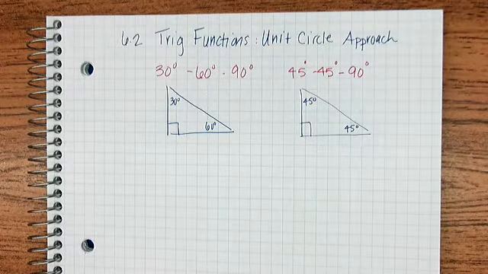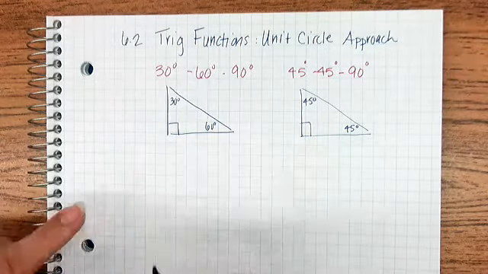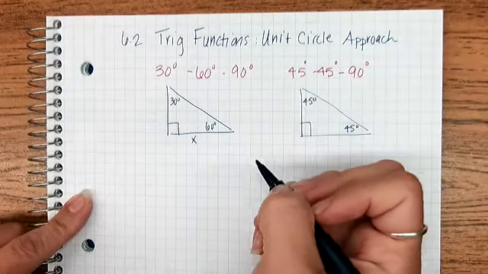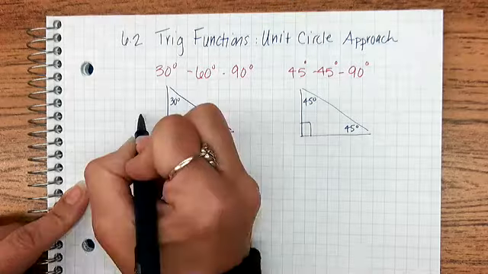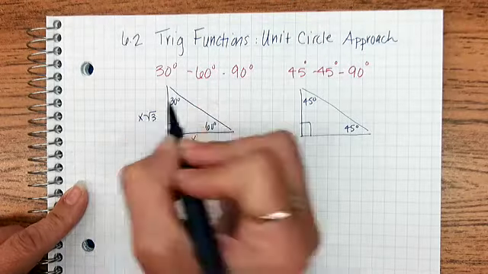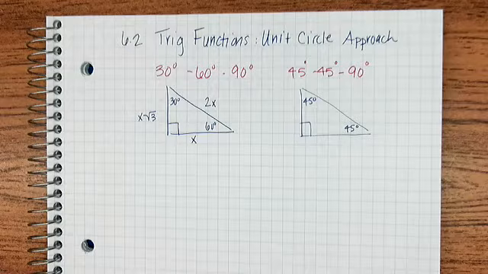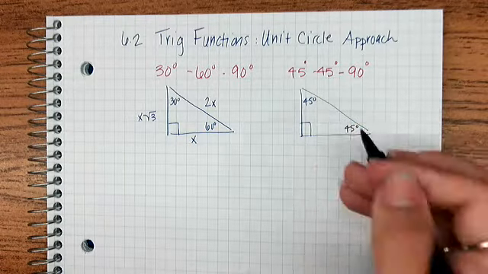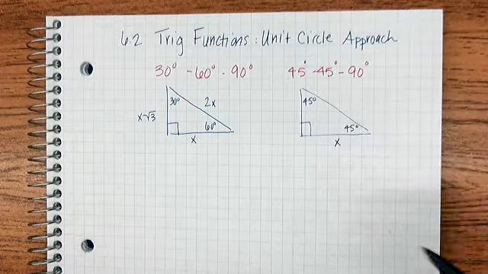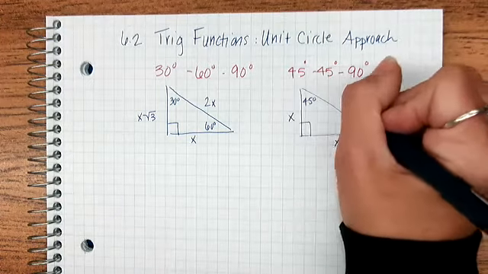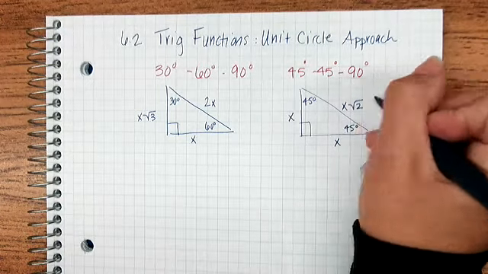Don't forget your degree symbols. From geometry, we know that the side opposite the 30 degrees is x. The side opposite the 60 degrees is x root 3. And the hypotenuse is 2x. That is the relationship in a 30, 60, 90. In a 45, 45, 90, opposite the 45 is x, x, and then the hypotenuse is x root 2.